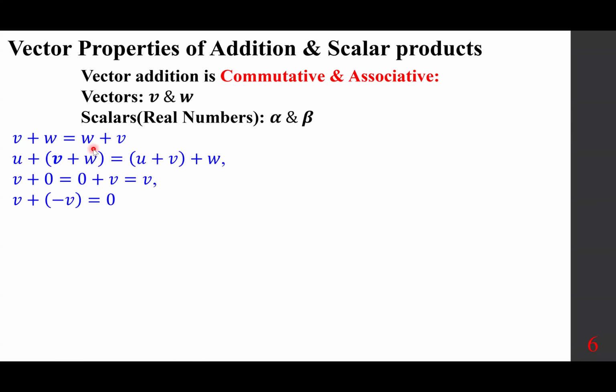If you have three of them, it doesn't matter in what order: U plus, in parentheses, V plus W, or U plus V plus W. That means associative. So commutative, associative. V plus 0 is 0 plus V equals V, and this 0 is a 0 vector. That's why sometimes they just go with this.